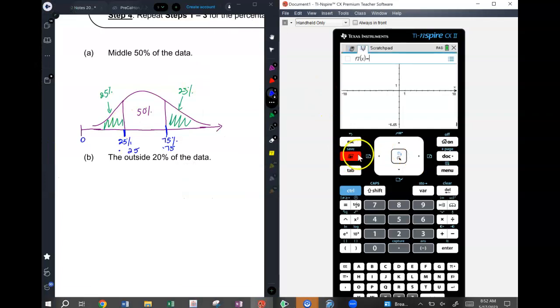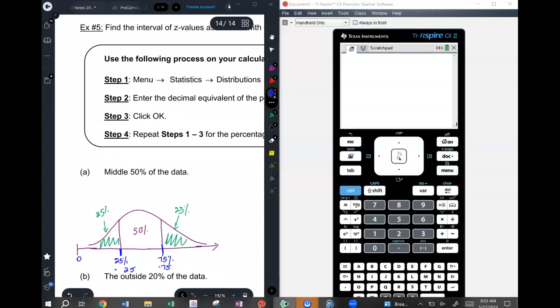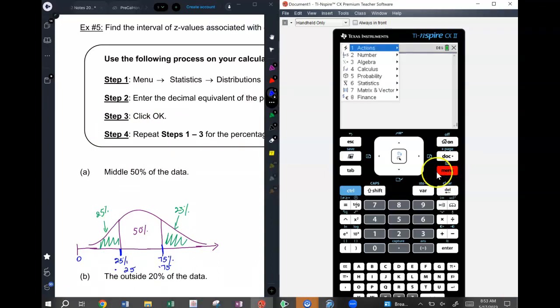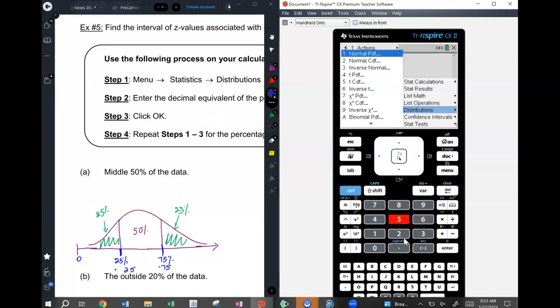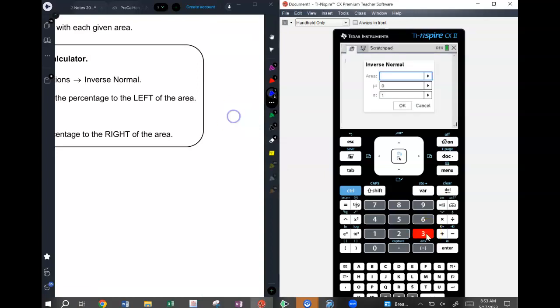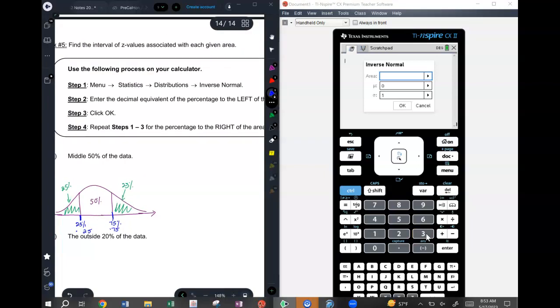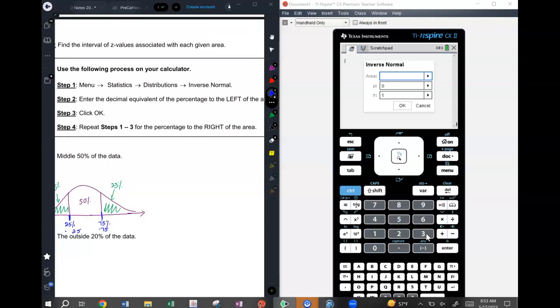All right, so here we're going to follow this right here. So we're going to go to menu, statistics is number 6, distributions is number 5, and then we want to go to inverse normal, number 3. Okay, now we're at number 2. Enter the decimal equivalent of the percentage to the left. So what are we going to put in? 0.25. And that gives me negative 0.67.